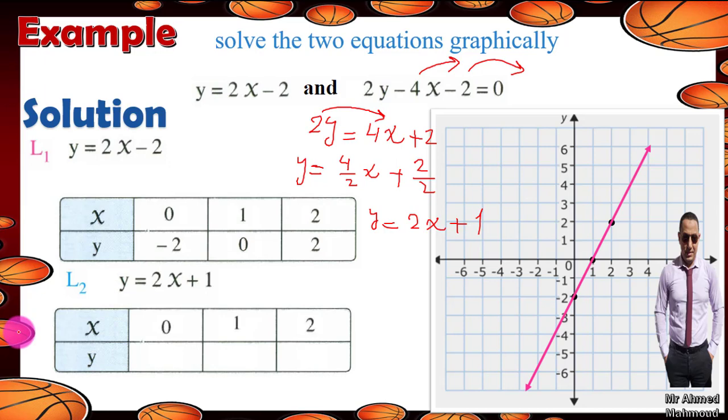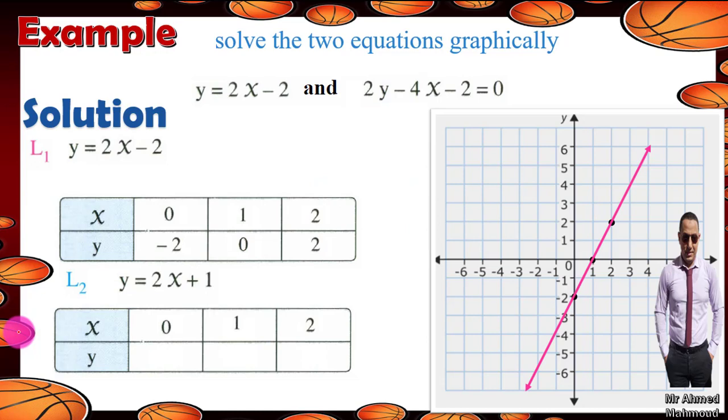Okay, in place of y we are going to write 2 times 0 plus 1 equals 1, 2 times 1 plus 1 equals 3, 2 times 2 plus 1 equals 5. Here 0 and 1 in this position, 1 and 3 in this position, 2 and 5 here in this position. And then I'm going to connect the 3 points.